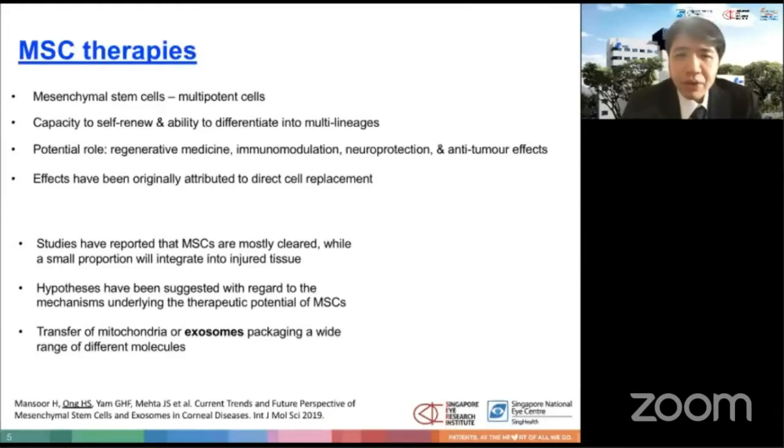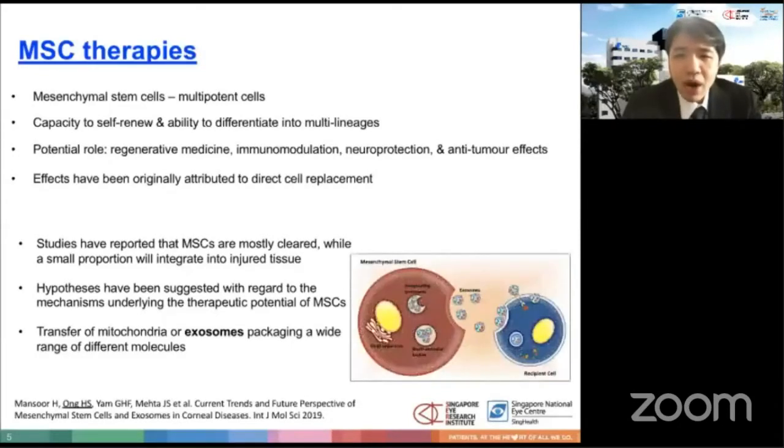However, studies have reported that MSCs are mostly cleared, while a small proportion will integrate into injured tissues after intravenous injections. Various hypotheses have been suggested with regard to the mechanism underlying the therapeutic potential of mesenchymal stem cells, and these include the transfer of mitochondria or exosomes, packaging a wide variety of different molecules.